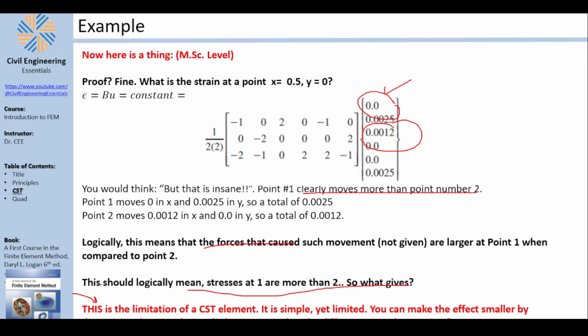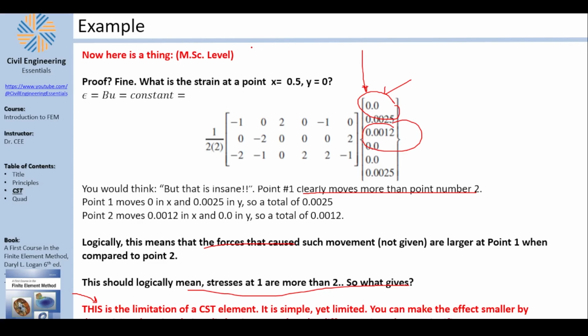It is a simple element. You have constant strains, yet it is limited. And you can see the limitations by this illogical way of getting stresses, and that's a weak point in the CST, and that's why we have higher order, more complicated elements that are used, like quads and LST elements, which stands for the linear strain triangle.